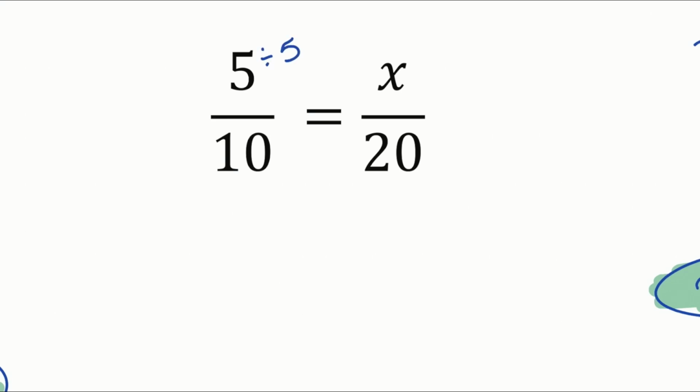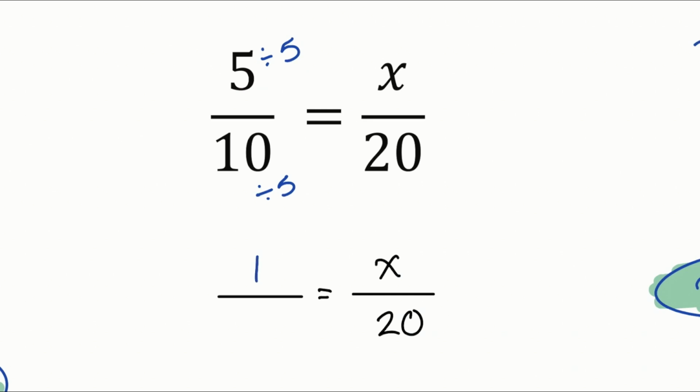So let me do that right there and divide right here. Let me set up my fraction right over here. Still have that x over 20. But if I simplify this fraction, 5 divided by 5, everybody, what's that going to be? 1, correct. 10 divided by 5, that's going to be what?